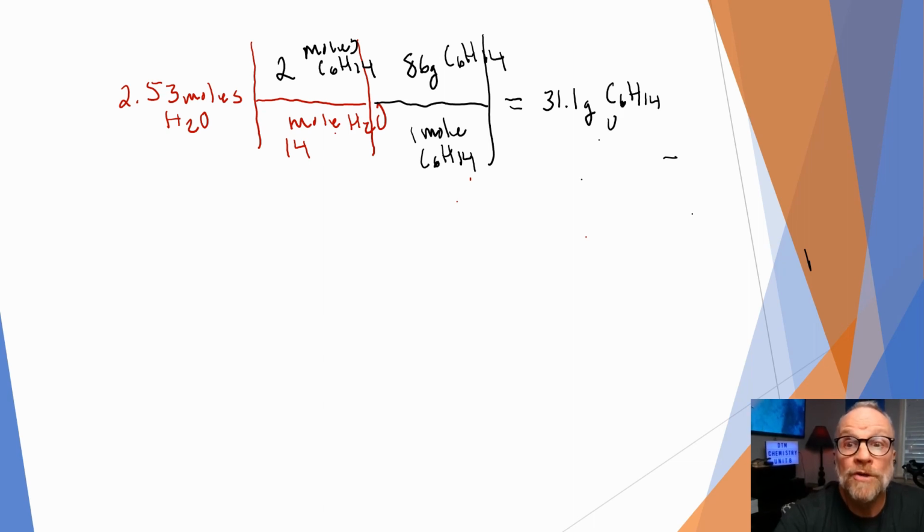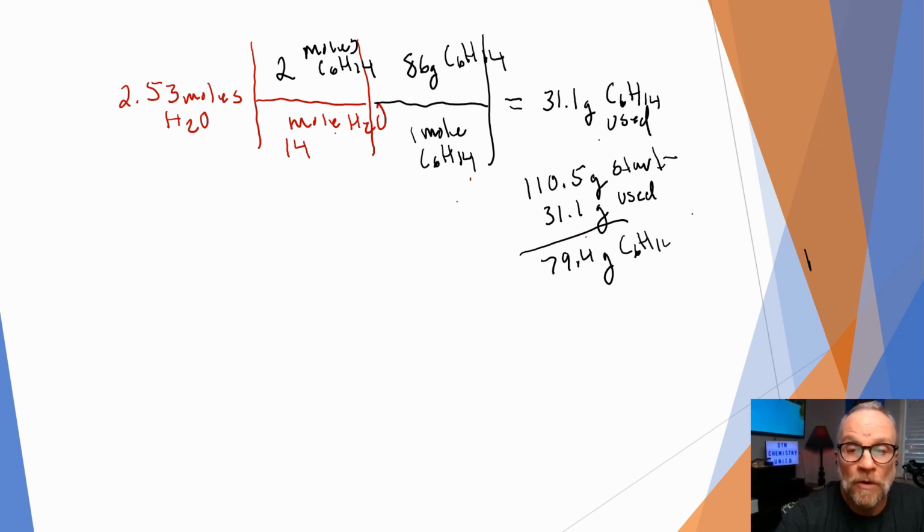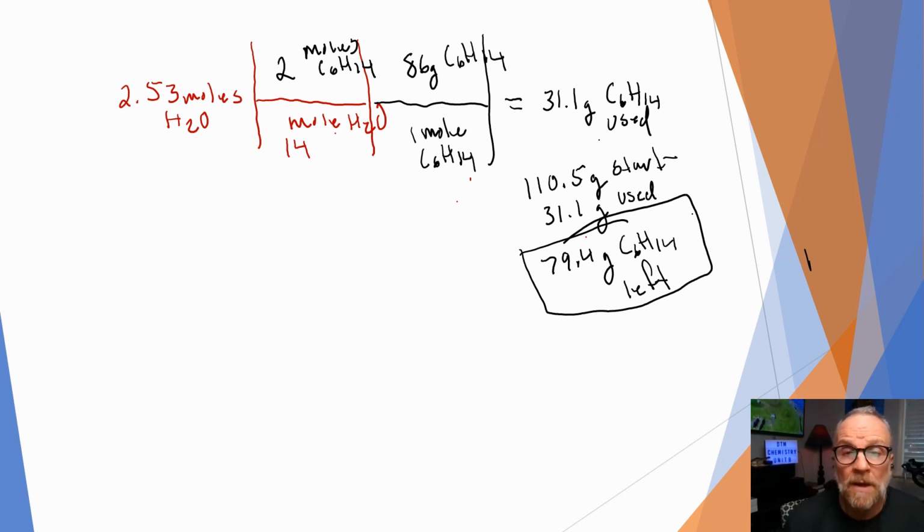I get 31.1 grams of hexane used. Okay, and so to get what's left, you would take the 110.5, that's the original amount that we started with, minus 31.1 grams used, and we get 79.4 grams of C6H14 that is left. A lot of steps there, and it takes lots of practice to do these. There's several practice problems like this in your set with solutions for you. So work those out and see how you come.